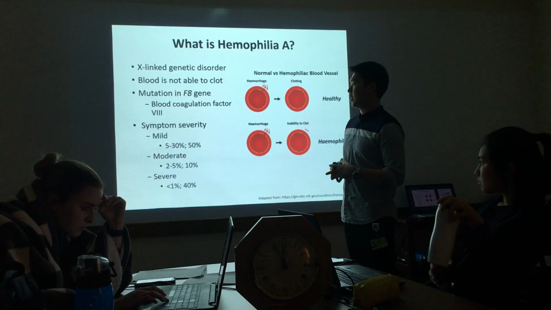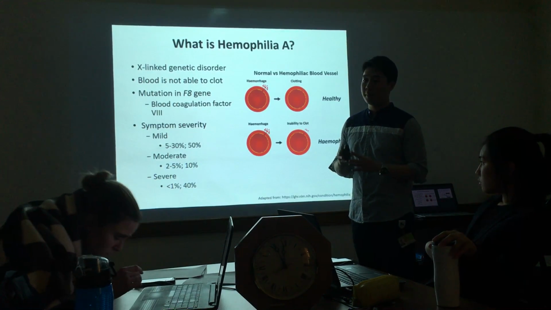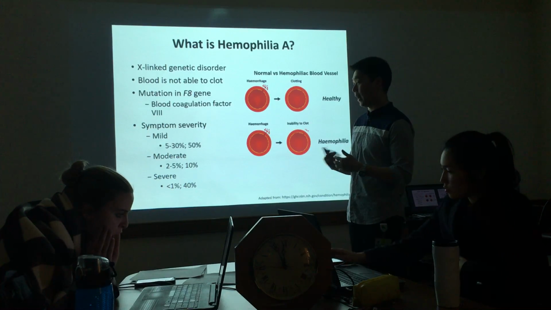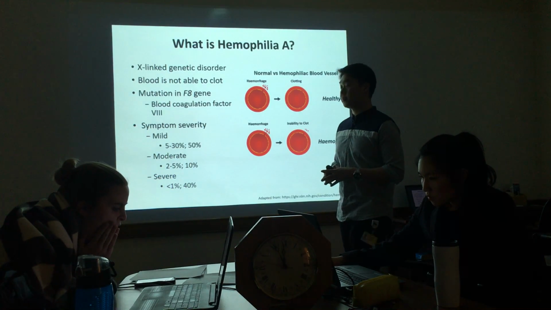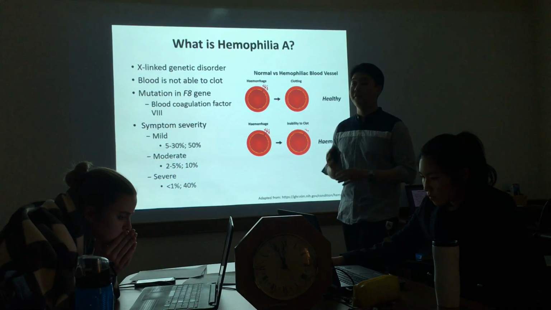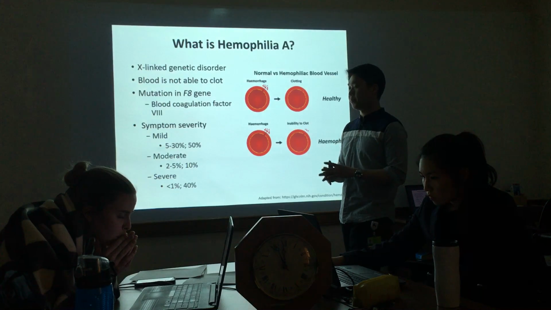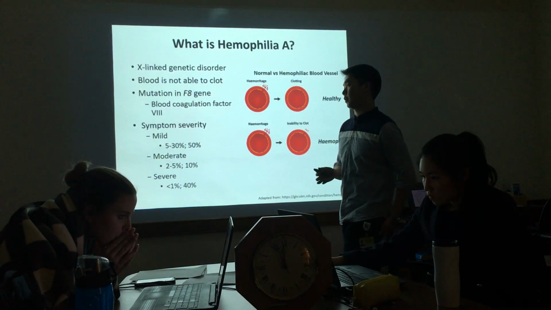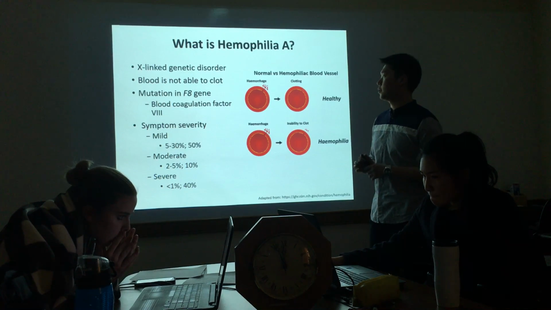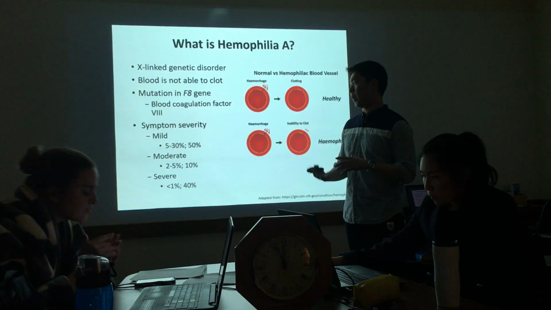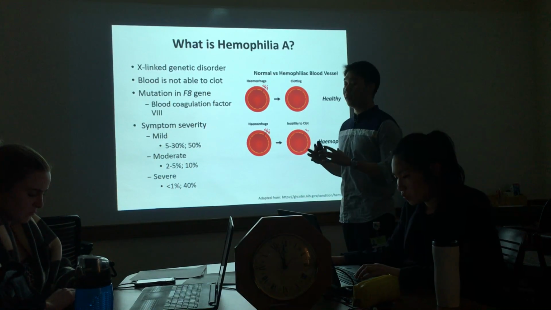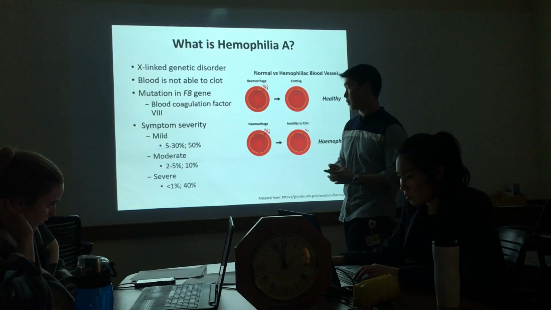In patients expressing mild symptoms, approximately 5 to 30% of their F8 protein is functional or active. In moderate symptoms, only 2 to 5% of their protein is active, and in severe cases, less than 1% of their F8 proteins are actually active. Among hemophilia A patients, 50% show mild symptoms, around 10% show moderate symptoms, and about 40% show severe symptoms.